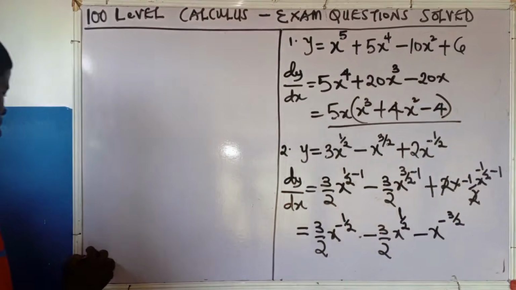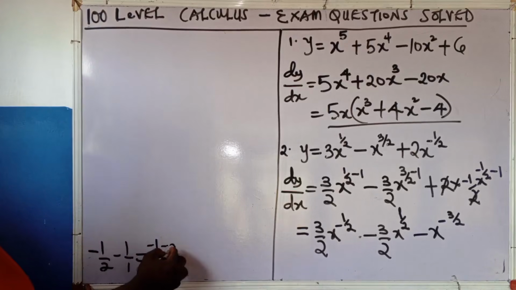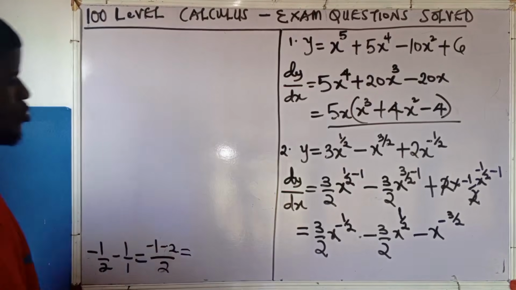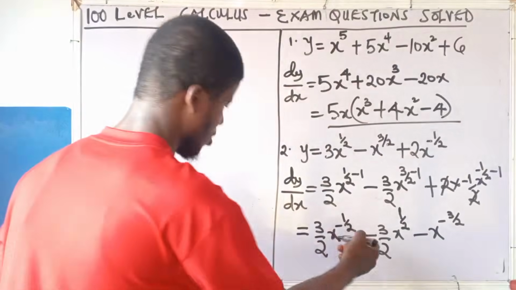Minus 1 over 2 minus 1 over 1. LCM is 2. 2 divided by 2 is 1 times minus 1 is minus 1. 2 divided by 1 is 2 times minus 1 is minus 2. Minus 1 minus 2 is minus 3. Alright, this is the answer.